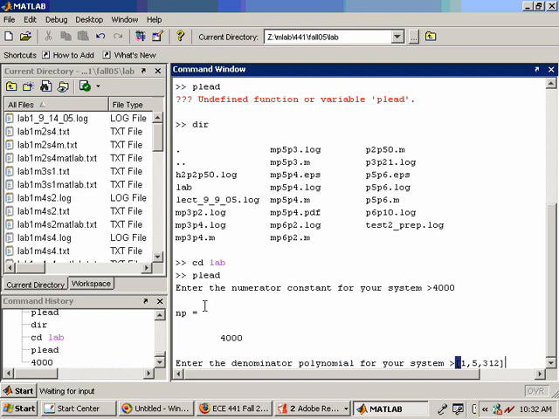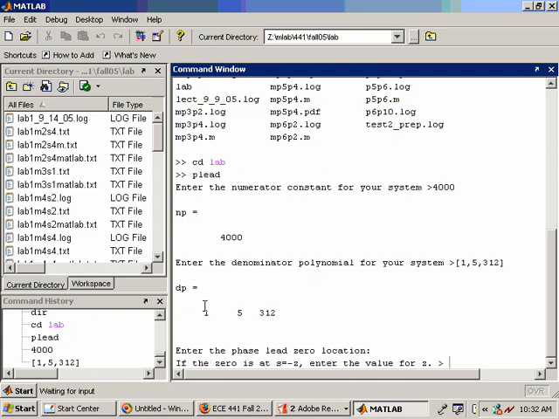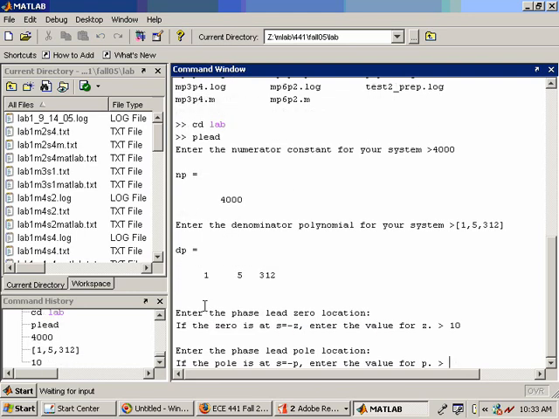Mine is roughly s squared plus 5s plus 312, which corresponds to 2 poles at minus 2.5 plus and minus j 17.5. I enter those numerator and denominator polynomials for the open loop system. That's now stored in MATLAB. The next question it asks me is to enter a zero location for the phase lead controller. I'm going to select that to be 10, which is what we said it should be in our design process.